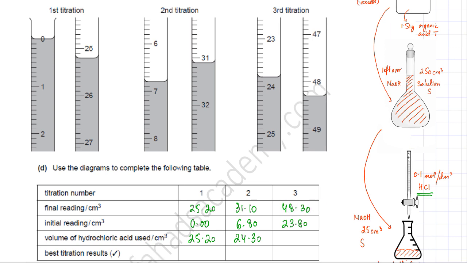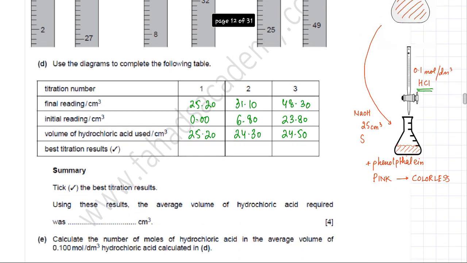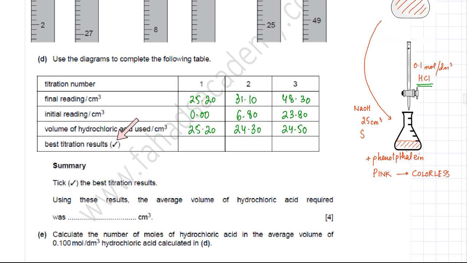So the amount of acid that's added, let's subtract the two values: 48.30 minus 23.80. The answer that I'm getting is 24.5 cm³. So it's 24.50 cm³. So I've gotten three separate values for the amount of HCl that's added in this titration. In the next part, I need to take the best titration results.